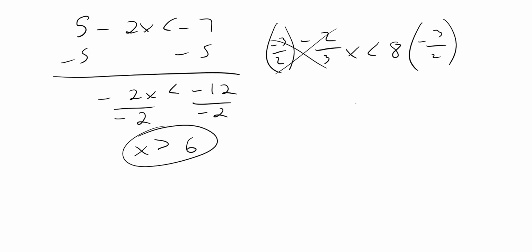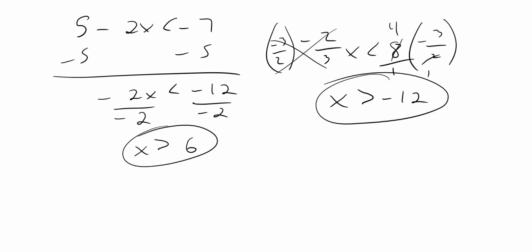Okay, so that cancels all this out. We get x, we switch around the inequality. And 8 times negative 3/2, you can do that on your calculator. If you did it manually, you can do 8 over 1, and 8 shrinks down to a 4, because 2 goes into 8 4 times, 2 goes into 2 once. So you have x is greater than negative 12.